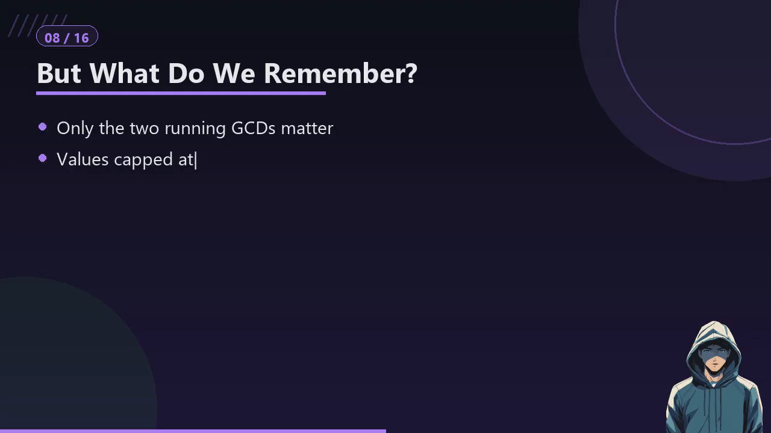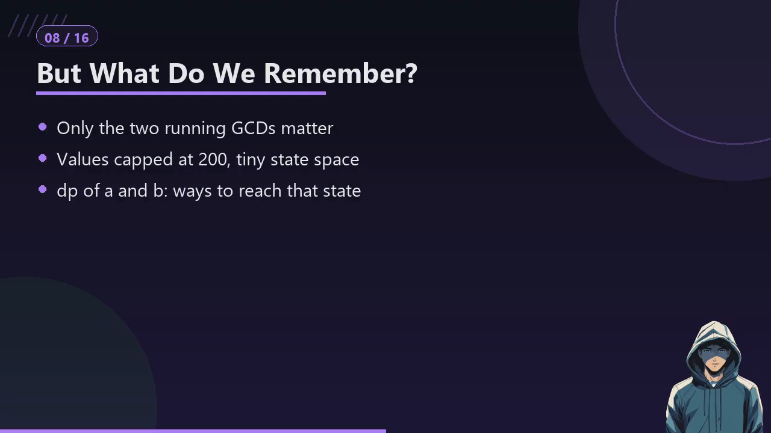You might wonder, don't we need to remember which exact elements went where? No. To check the final rule, all we need is the current GCD of group 1 and the current GCD of group 2. Since values are at most 200, each GCD is a number from 0 to 200. So our whole memory is a small grid. DP at row A, column B, stores how many ways we reach GCD A in group 1 and GCD B in group 2. 0 means the group is still empty, and remember, GCD of 0 with X is just X, so an empty group absorbing its first element works automatically.